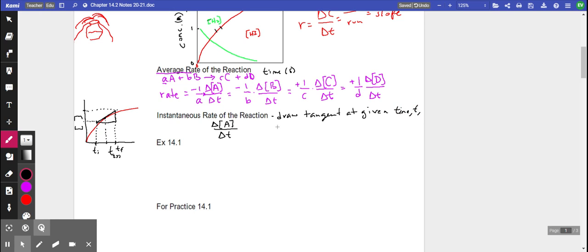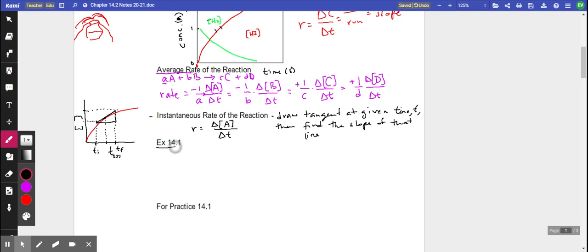So draw the tangent at given time t, and then find the slope of that tangent line. And to find the slope, it's just going to be the same exact equation that we had up here. We don't have to worry about the coefficient because we are talking about whatever this red line is representing. So what is the rate of that red line at the given time? We will come back to that later, but it's just the change in concentration. It's rise over run for the tangent line.